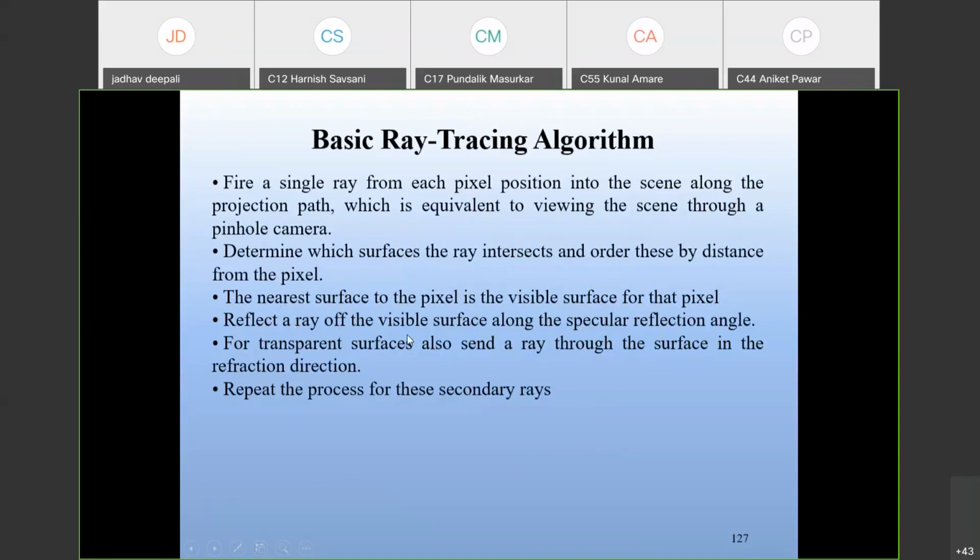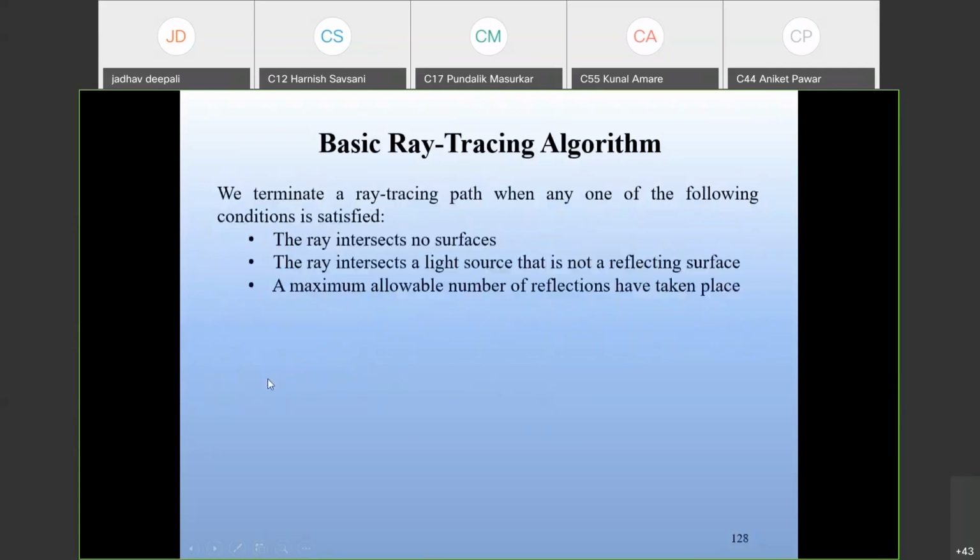Reflect a ray off the visible surface along the specular reflection angle. For a transparent surface, also send a ray through the surface in the refraction direction. So if that object is transparent, then some part is reflected with the specular reflection, while some part is refracted. So both the reflection angle and the refraction angle are required in the case of transparent surfaces. And repeat this process for secondary rays also. In this way, the basic ray tracing algorithm works.